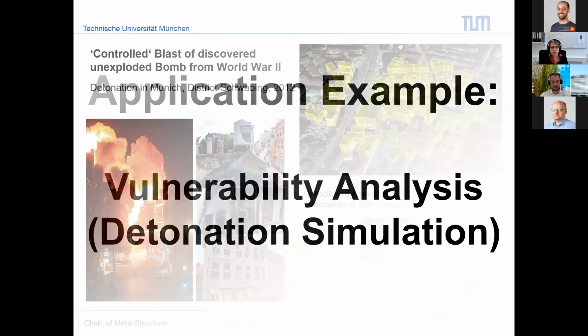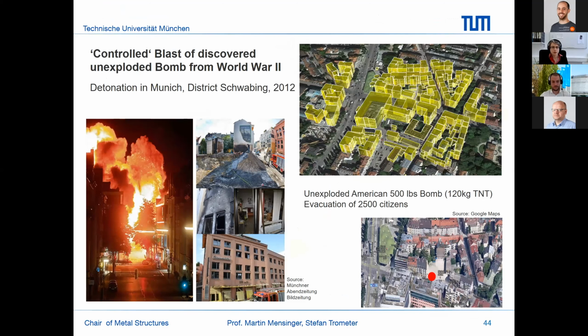Then another example, on a vulnerability analysis. So some years ago already, we still have these bombs from the Second World War sometimes appearing when you have construction works. And one of these bombs, it was not possible to defuse, so it needed to be detonated in a controlled way. And it did not turn out as expected. So there was some damage to some buildings close by.